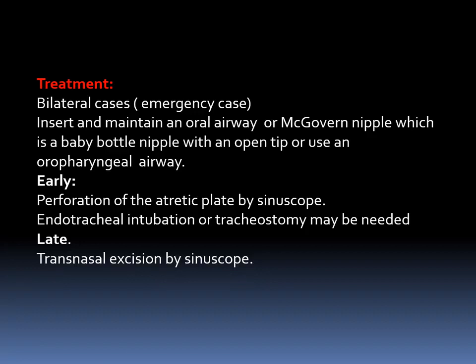We have to maintain the airway using either a McGovern nipple, which is a baby bottle nipple with an open tip, or an oropharyngeal airway. Early, we do perforation of the atretic plate by sinuscope, and endotracheal intubation or tracheostomy may be needed in the first days of life.